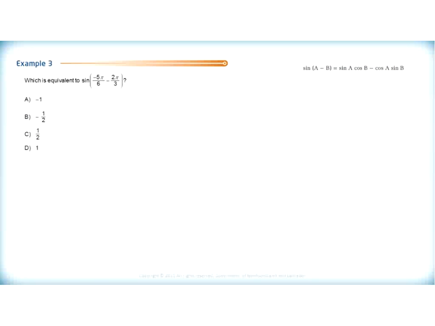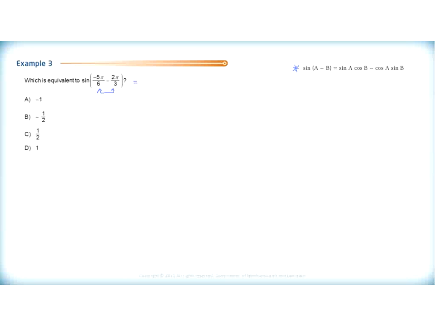Example 3, which is equivalent to the sine of negative 5 pi over 6 subtract 2 pi over 3. Again, we're looking for an exact value here. Might be a good idea for you to pause the recording again and try it on your own. But let's do it. Sine of A subtract B is what we're going to use here. Because you can see that's exactly what I have, A subtract B.